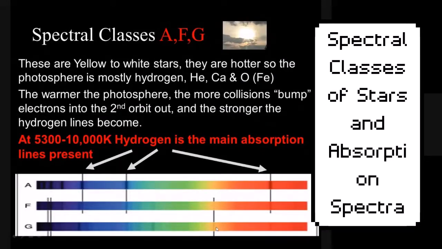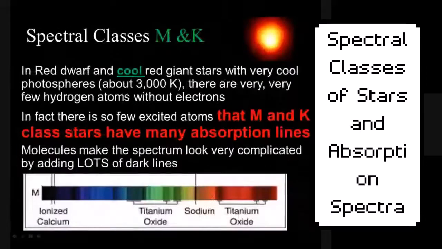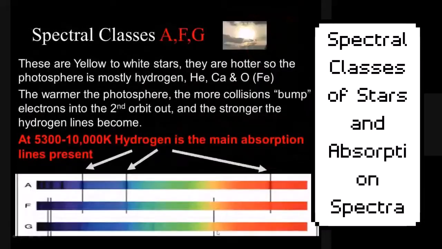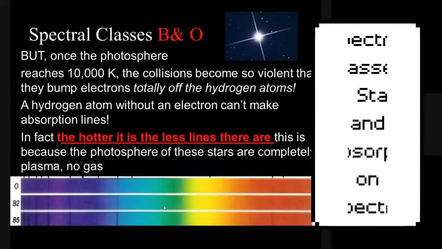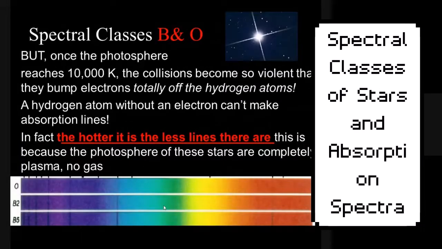So for example, if we go to the sodium line right here, notice that as you get higher up, the sodium line goes away and then it's gone completely by the time you get to an A class star. So the hotter you get, the fewer lines there are. Once you get to B class stars, 10,000 Kelvin, even these hydrogen lines start to get dimmer and dimmer and they start going away. And once you get to O, we're talking 30,000 Kelvin here for an O class star.